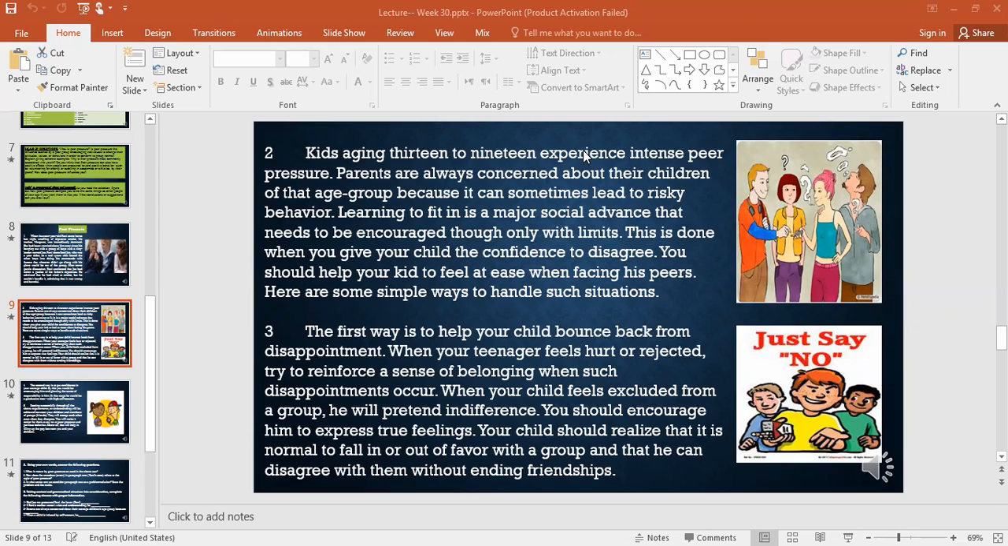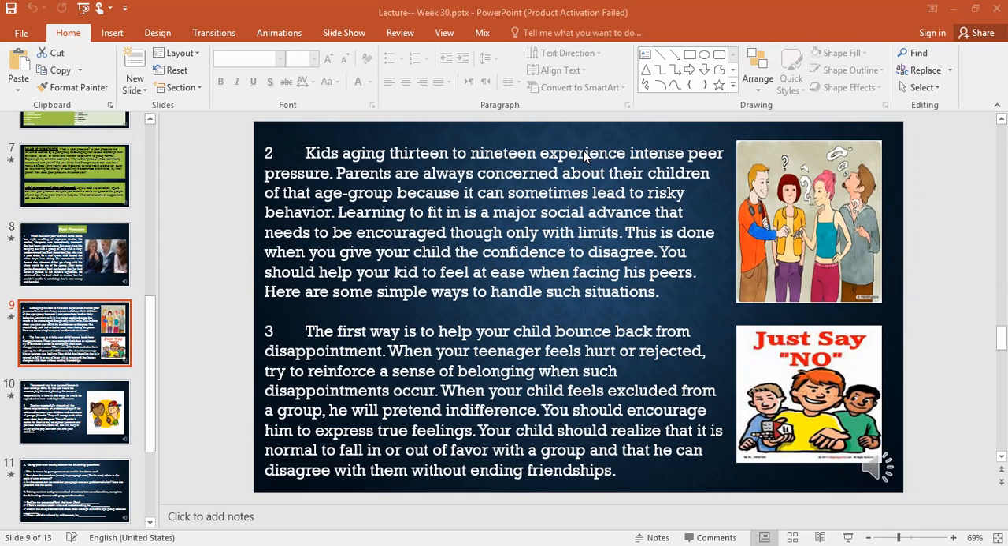Learning to fit in is a major social advance that needs to be encouraged, though only with limits. So parents should give their kids, especially the teenagers, the confidence to disagree. What does it mean to disagree? To say no. It means if my friend asked me to smoke, I will have the confidence, the strength to say no. I don't want to smoke. I don't want to drink. I don't want to go to this place. I don't want to have drugs and so on. And teach your kids to be strong.